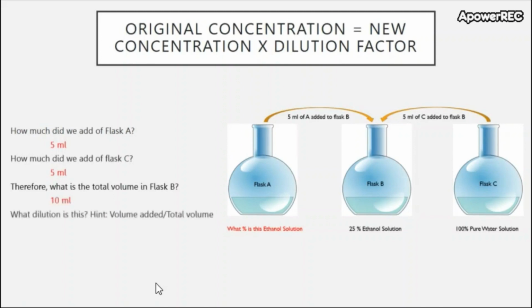All right, so what dilution is this? Remember with the espresso, it was a 1:3 dilution, 1 part to 3 parts total. And remember in our dilution of our culture, it was 1:10, 1 part culture to 9 parts broth, which is a 1:10. So volume added over the total volume, which is 5 mils of our ethanol over 10 mils of the total volume, which is 5 mils of flask A and 5 mils of flask C. So 5 mils out of 10 mils, or we can simplify this and write 1 over 2.